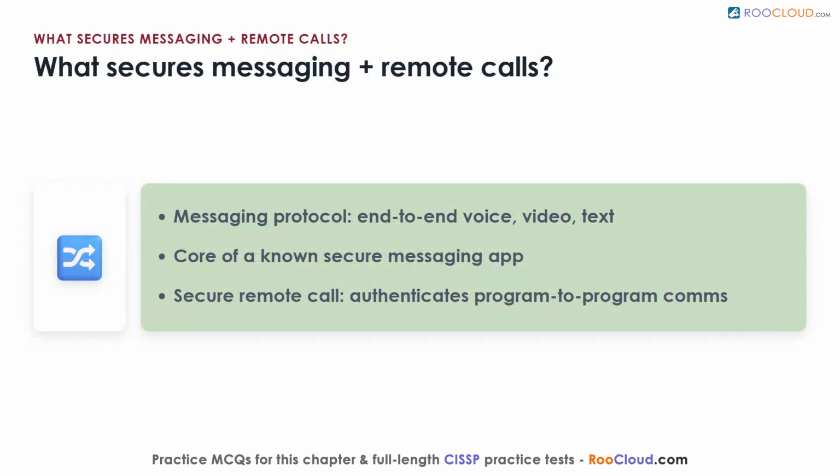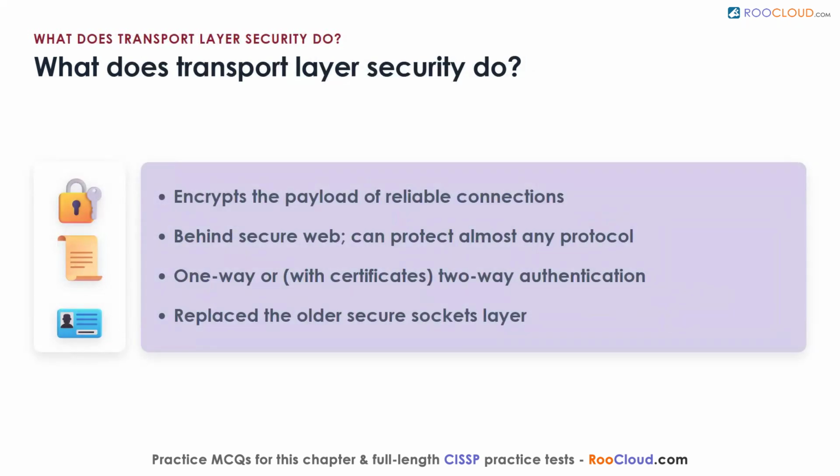What secures messaging and remote calls? Two more purpose-built protocols. The messaging protocol provides end-to-end encryption for voice, video, and text. And it is the cryptographic core inside a well-known secure messaging application. It ensures that only the two endpoints can read the exchange. The Secure Remote Procedure Call protocol is an authentication service for communication between services across a network, guarding against unauthorized code being run on remote systems. One protects the conversation between people, the other protects the conversation between programs, and both insist on proving who is really on the line.